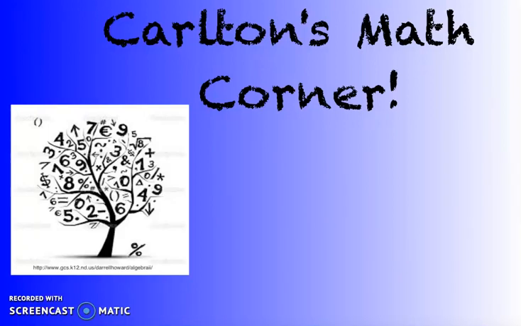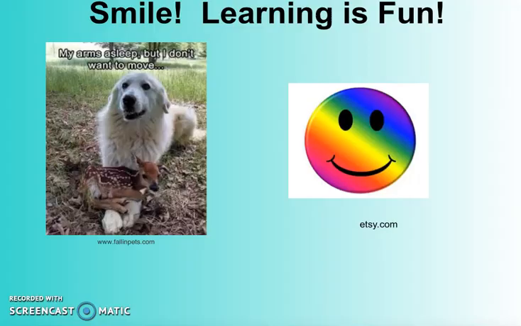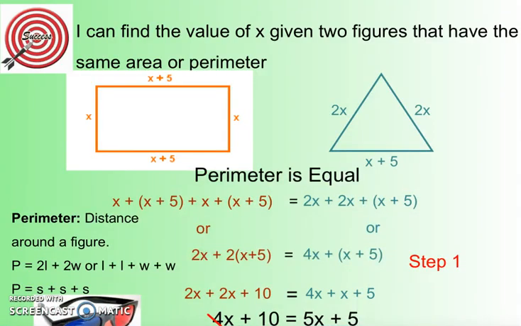Today, we're going to continue our study on solving equations with variables on both sides. At this time, please make sure you have your math journal, your vocab packet, as well as something to write with. So our target today is I can find the value of x given two figures that have the same area or perimeter. So let's look at, first of all, perimeter.